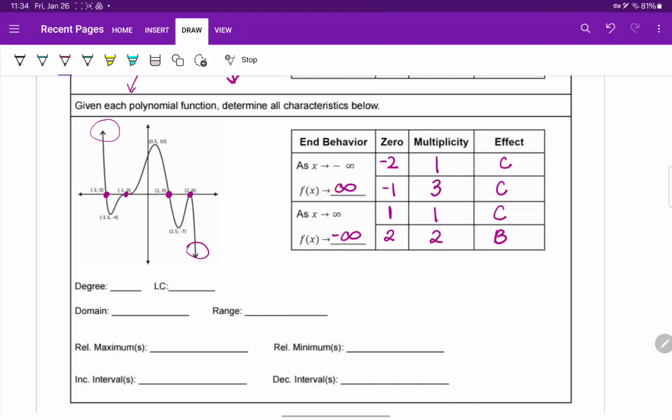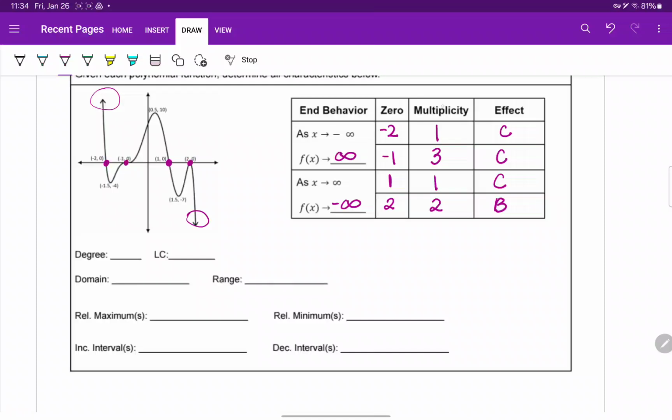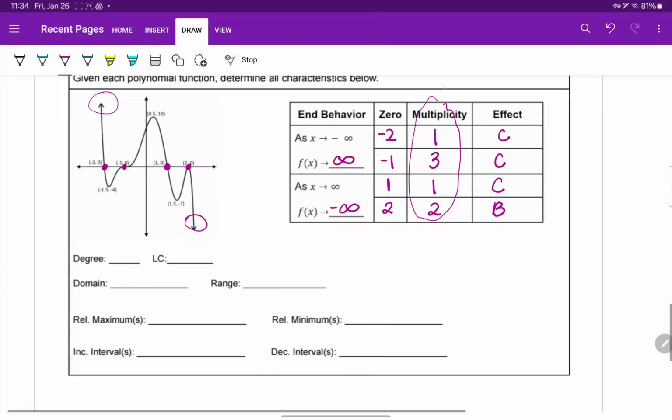All right, great. Now, based on the multiplicities, 1 plus 3 plus 1, now we're at 5, 6, 7, that's odd. Because we go rise and then fall, that tells me my leading coefficient needs to be negative. The domain is all real numbers. Your range is all real numbers.